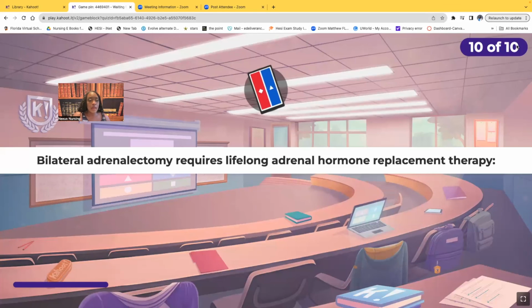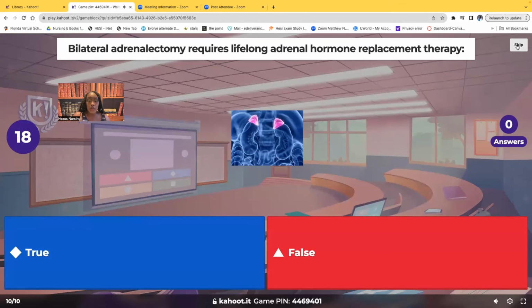True or false? Bilateral adrenalectomy requires lifelong adrenal hormone replacement therapy. Is that true or is that false? By the way, you see these two pink thingies right here? These are your adrenal glands. They sit right on top of your kidneys.